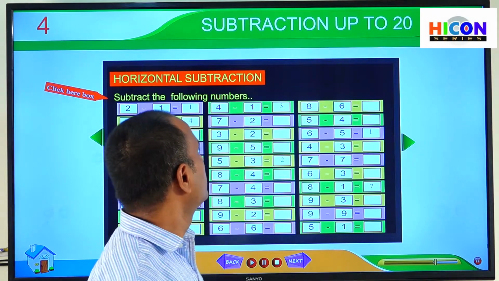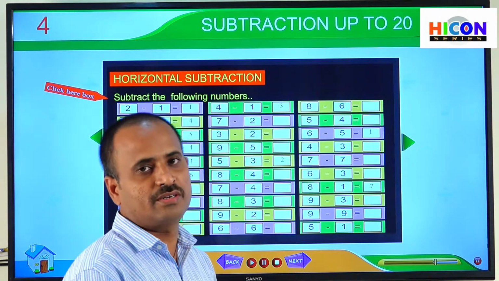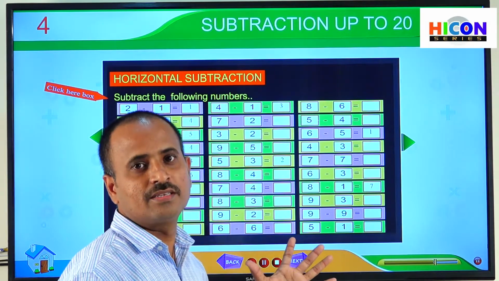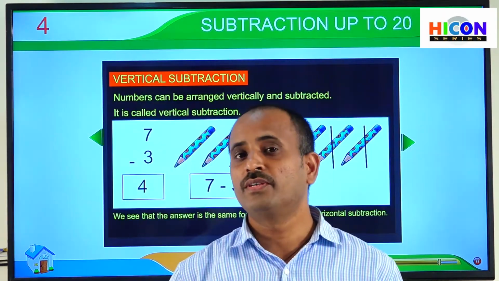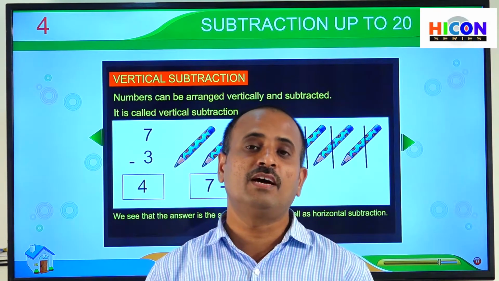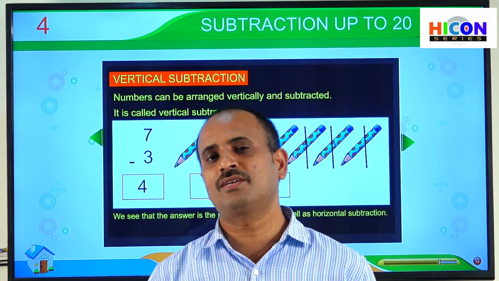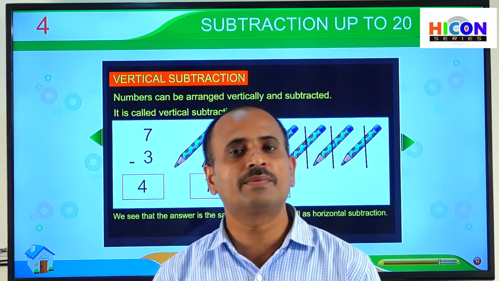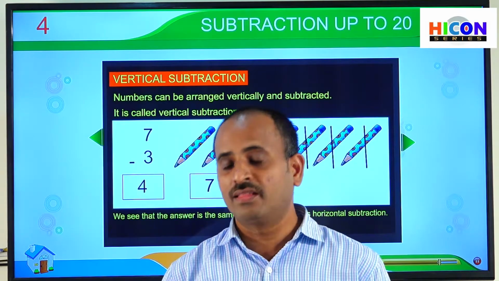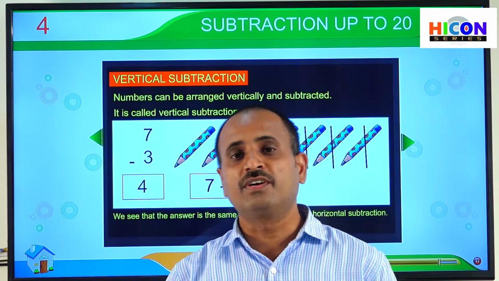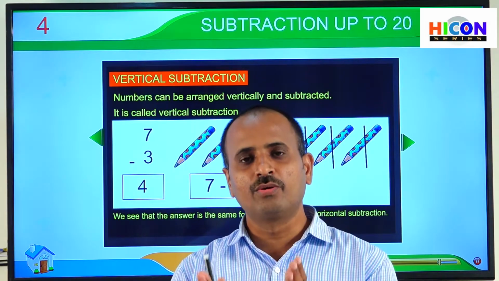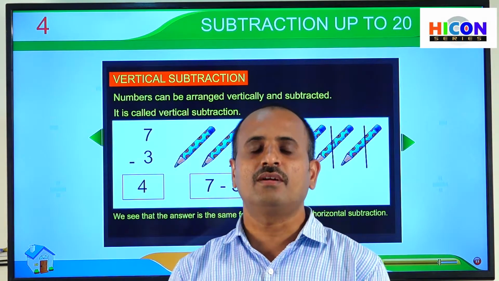So children, this is the way to do horizontal subtraction, and practice the remaining problems in this exercise at your home. Children, we have discussed what horizontal subtraction is, and also we have practiced some problems on horizontal subtraction. So what is horizontal subtraction? If we subtract one number from the other number by writing the two numbers one beside the other, it is called horizontal subtraction. So horizontal means writing two numbers one beside the other.